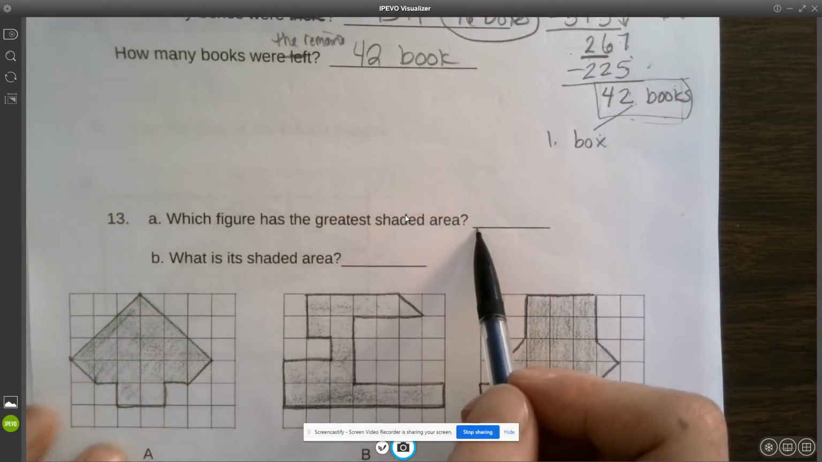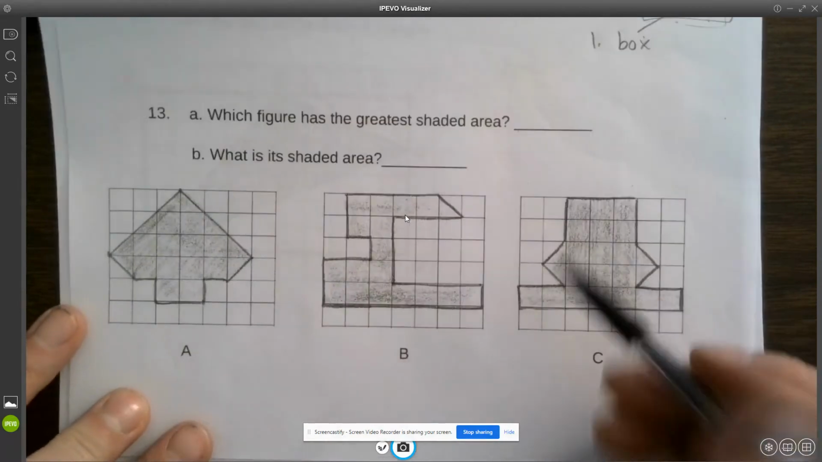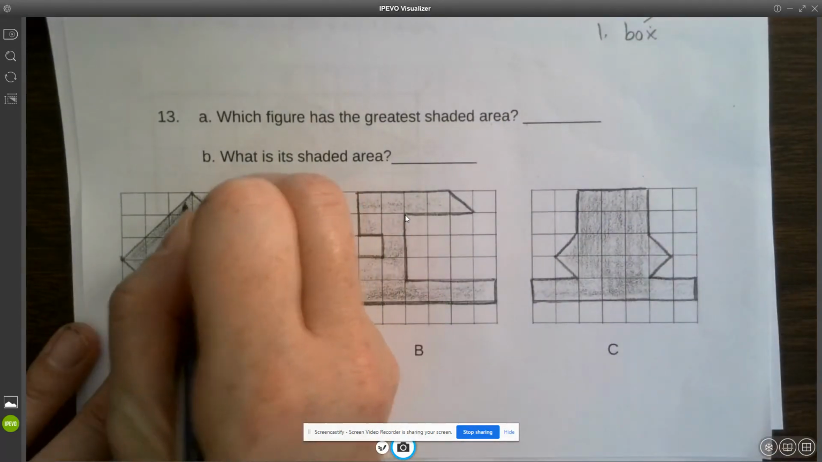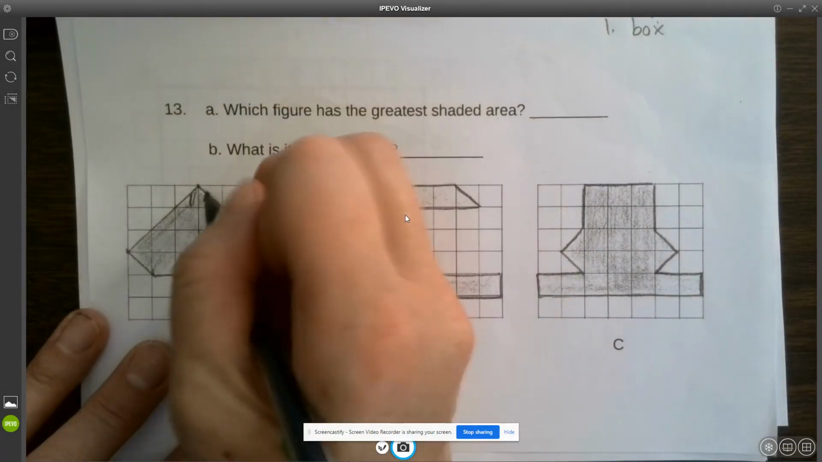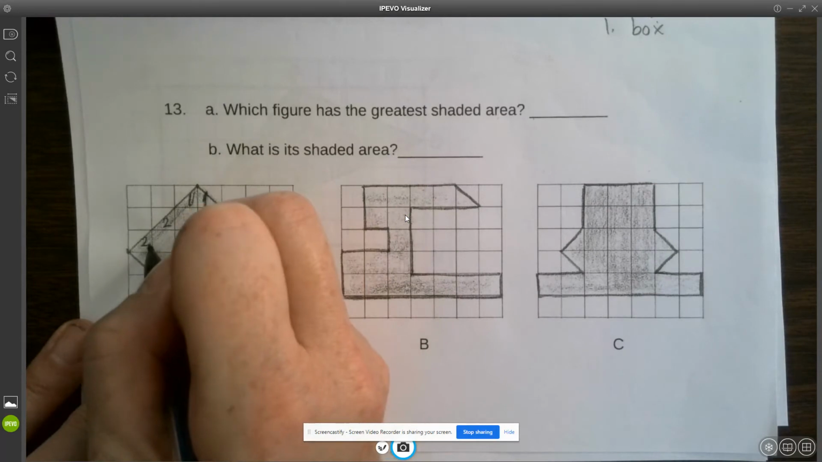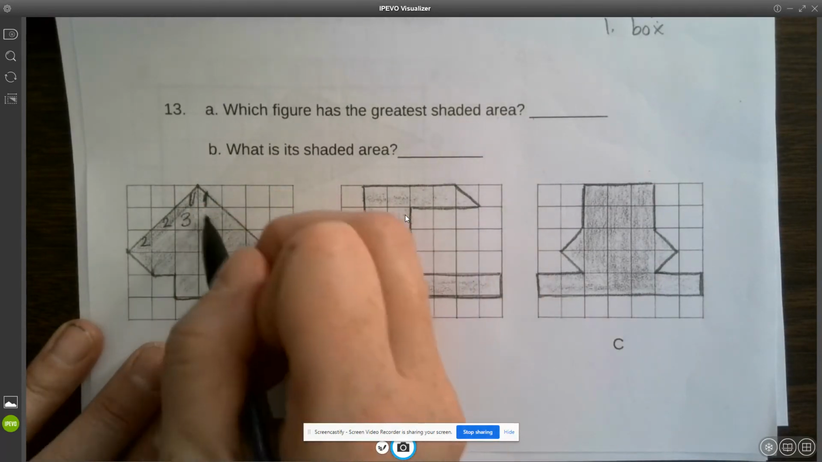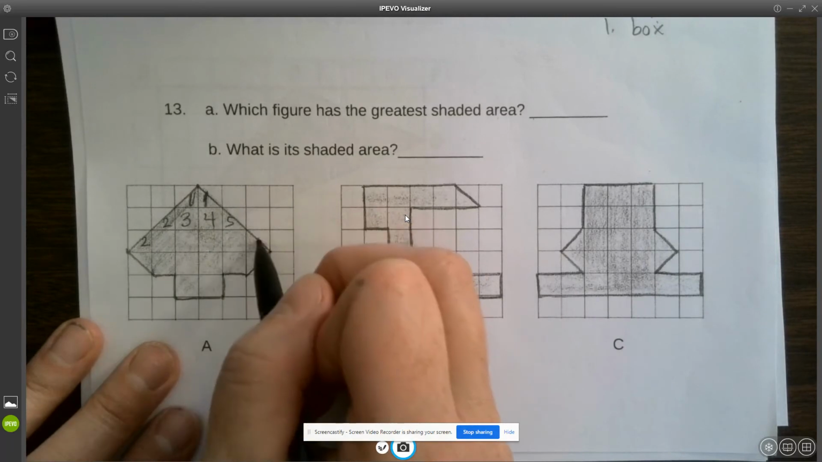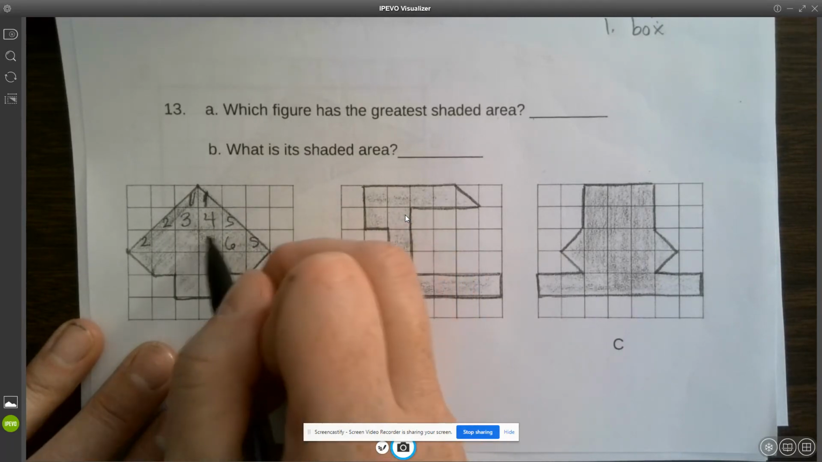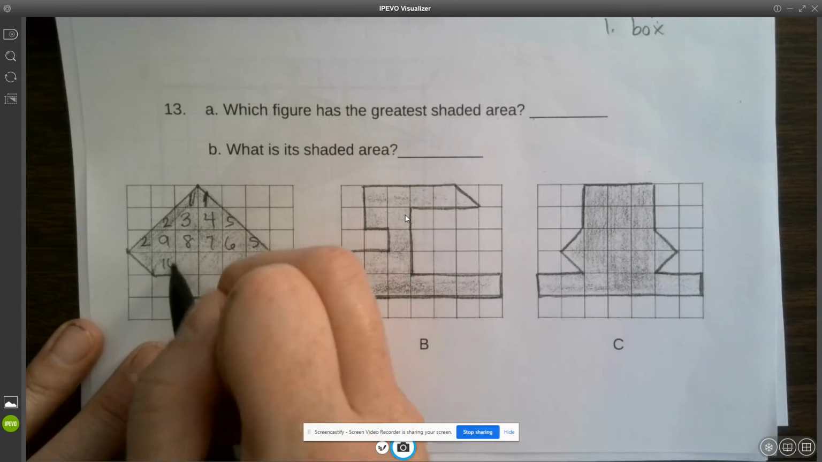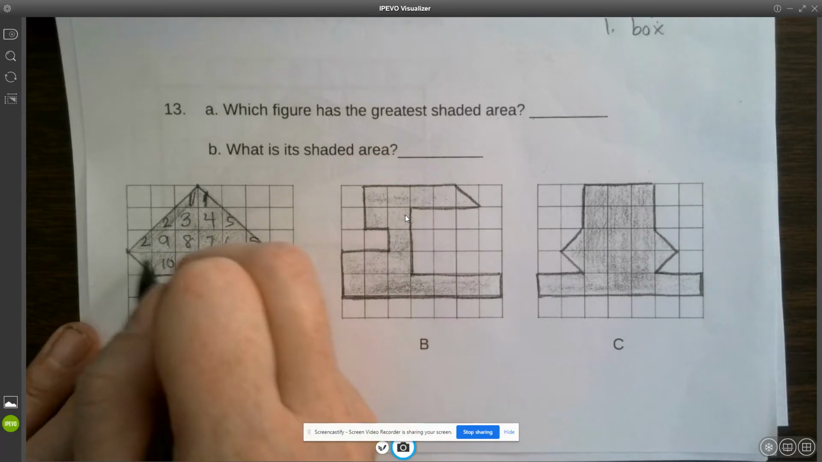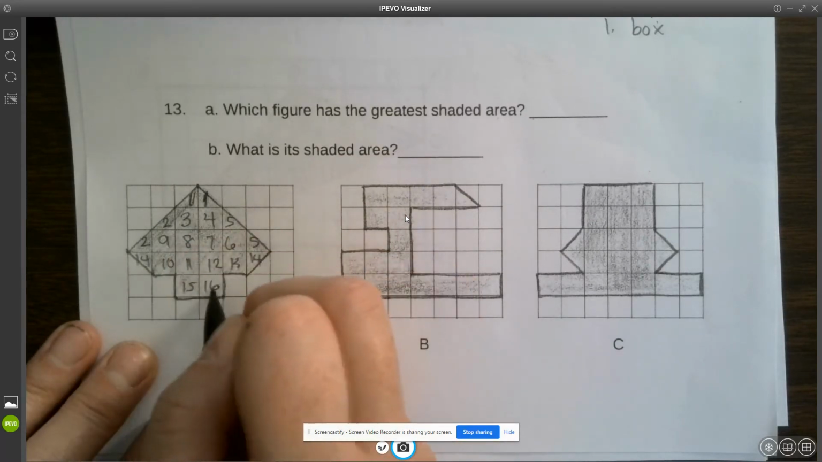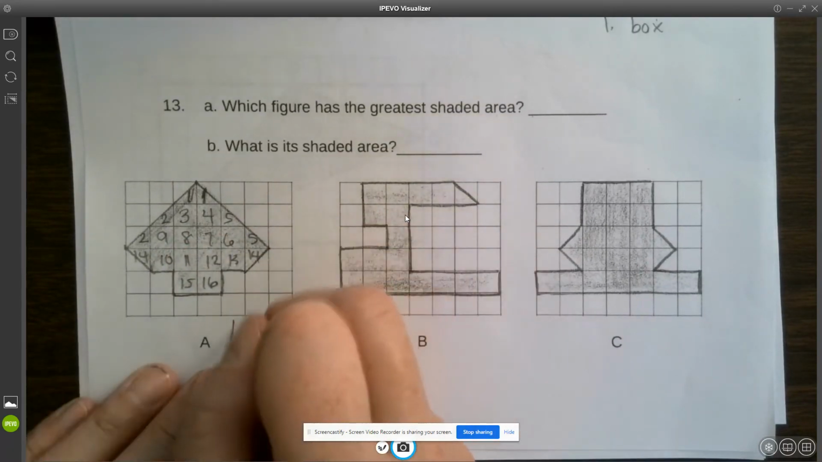All right, next. It says, which figure has the greatest shaded area? So I'm just going to go through and count each of these. So these two together would equal 1. Okay, so 1. These two would be 2. This is a whole 3, 4. These two would be 5, 6, 7, 8, 9, 10, 11, 12, 13. These two could be 14, 15, 16. So this equals 16 units squared.